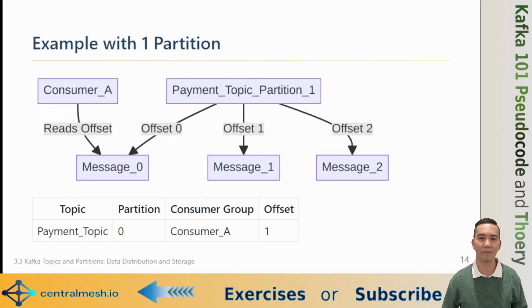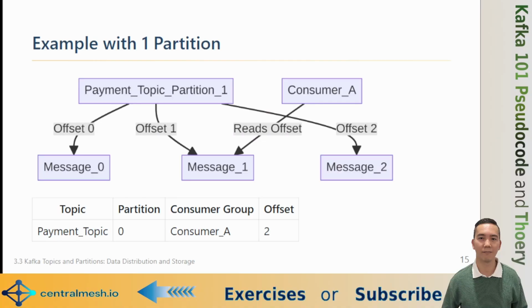Let's look at how Kafka uses offsets to track data for a payment topic with just one partition. Each message in the partition has a unique offset. Here the consumer A is reading from offset 0, which corresponds to the first message in the topic. As you can see in the offset table below, consumer A is currently reading the payment topic from partition 0 at offset 0. The offset tells us what consumer A is reading, the very first message in the payment topic. This approach ensures that consumer A knows exactly where to resume reading if it needs to restart, maintaining a reliable and consistent view of the data.